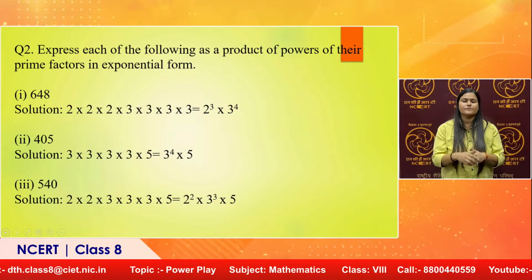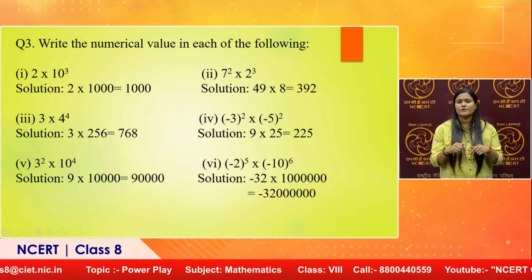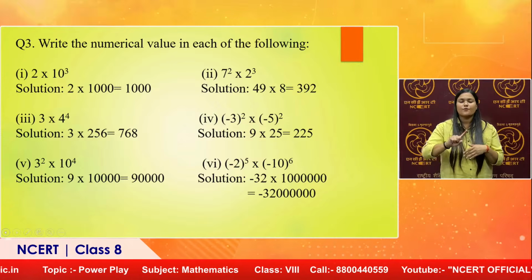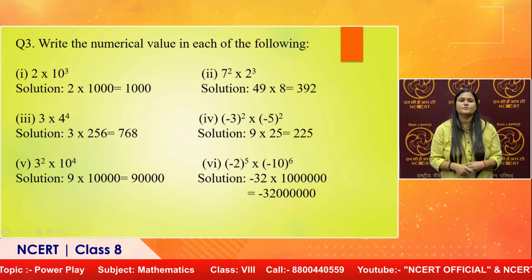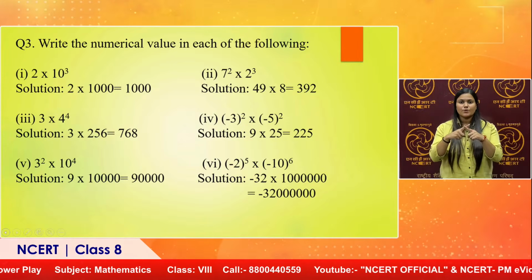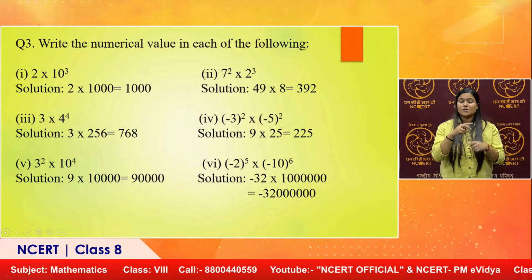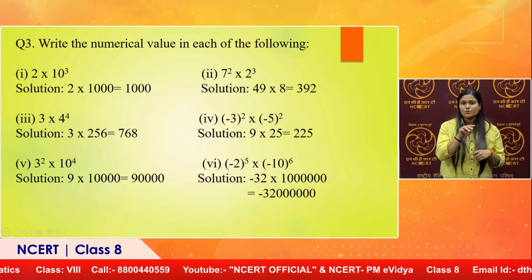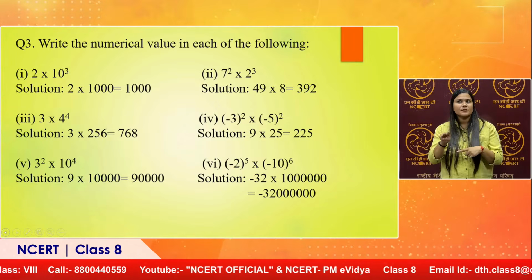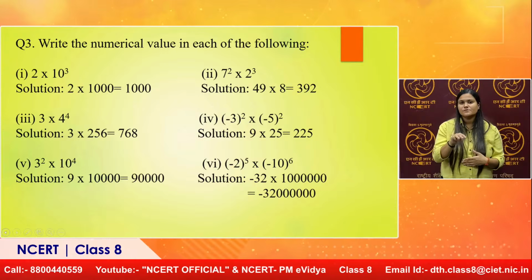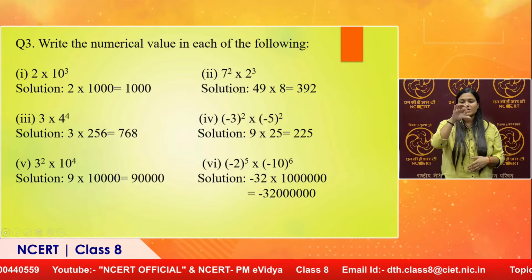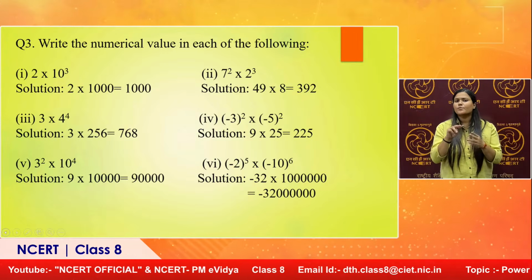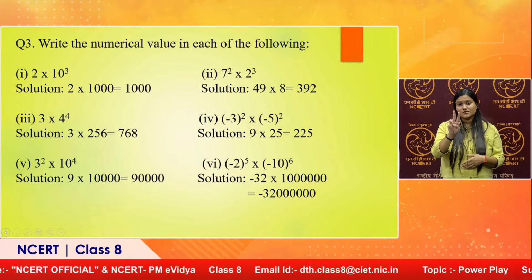into 5. Now, we have another question, numerical value of each of the following I am supposed to write down. 2 into 10 to the power 3 means 2 into 1000. I think this should be 2000. It is not 1000, children, sorry. It is 2 into 1000, that is 2000. Second one, 7 square into 2 cube. It is 49 into 8. That is 392.